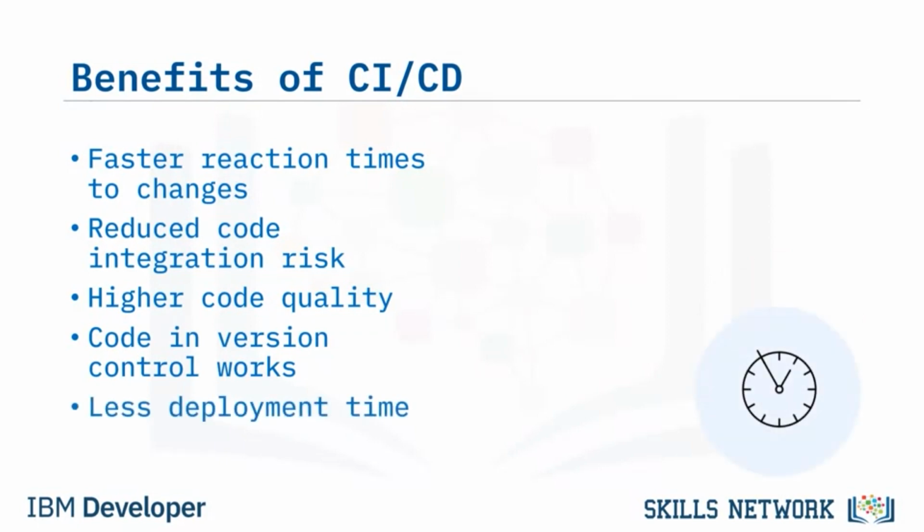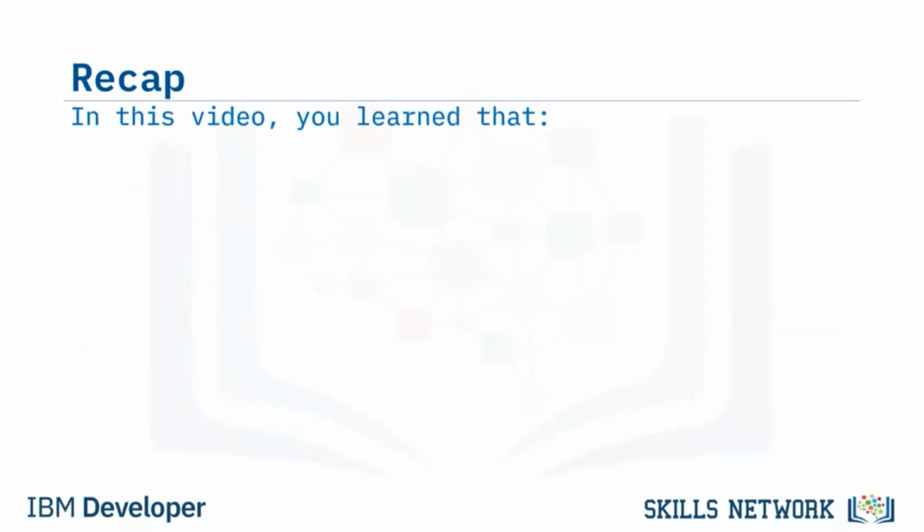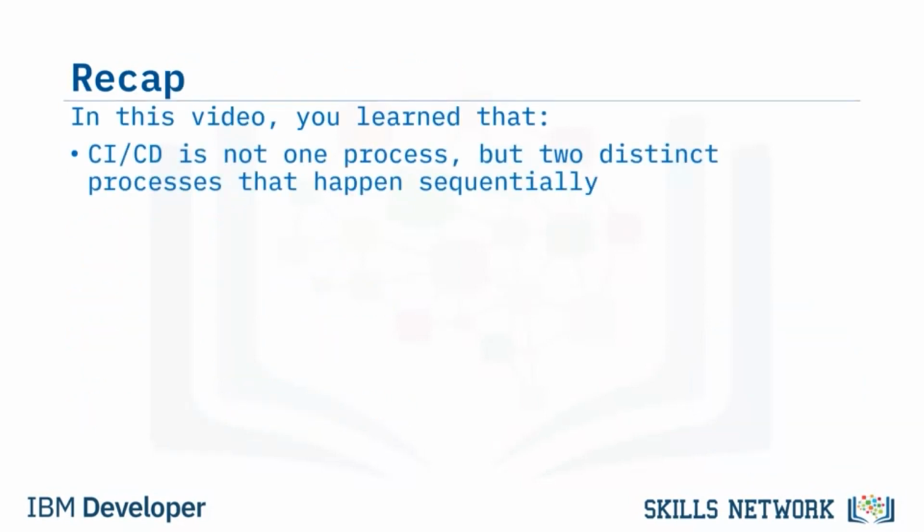And lastly, CI/CD takes less deployment time because everything is already tested and deployments are automated, so they happen faster with greater repeatability. In this video, you learn that CI/CD is not one process. It's two separate and distinct processes that happen sequentially.